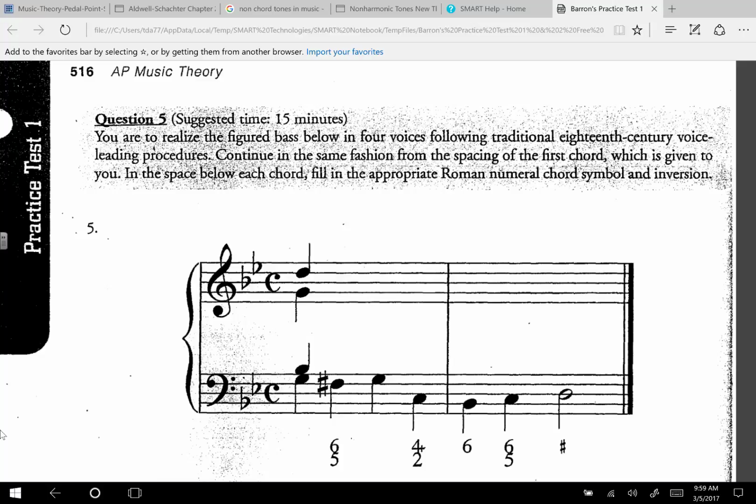Hi AP. Okay, this is the Barron's Practice Test 1, Section 2, Free Response, question number 5. This is where you have to realize the figured bass. You should know that the scoring for this question on the AP exam is out of 25 points.